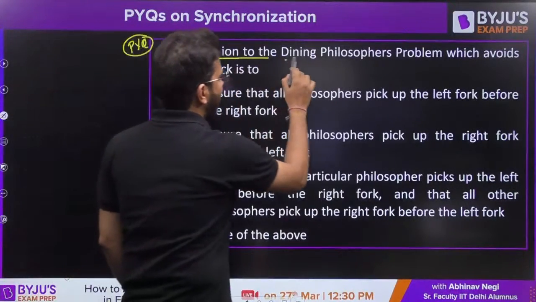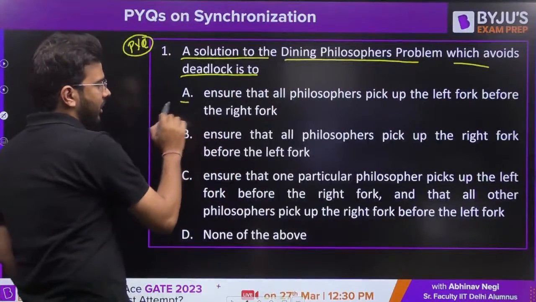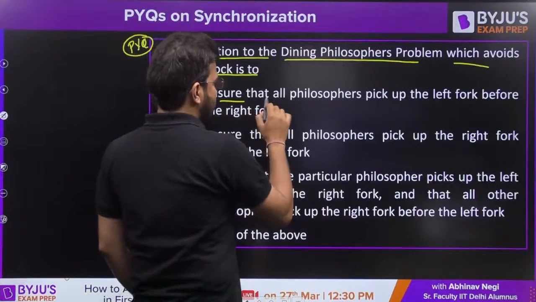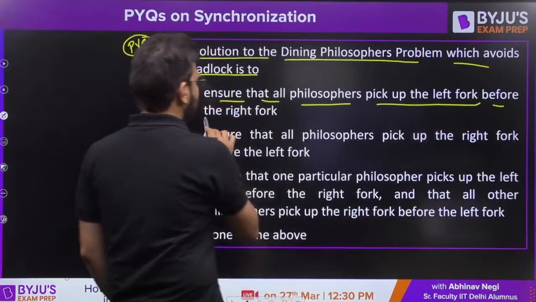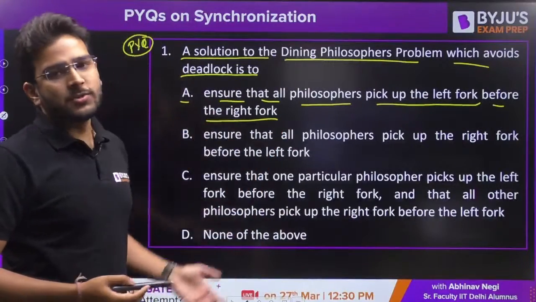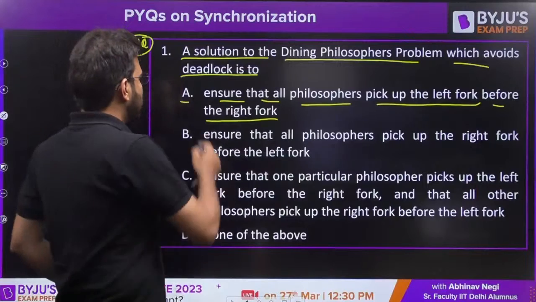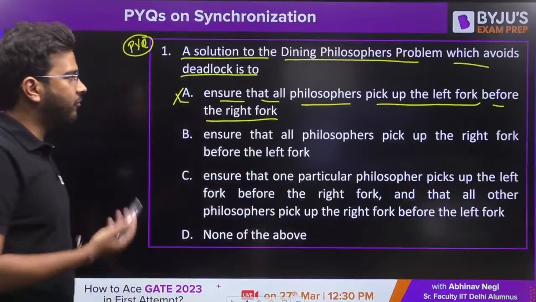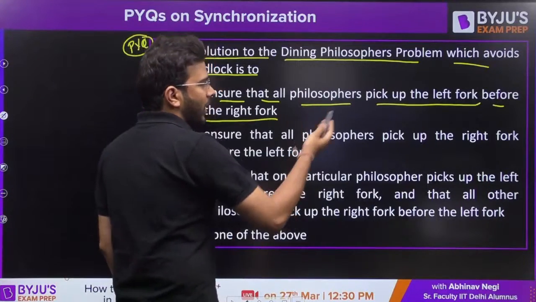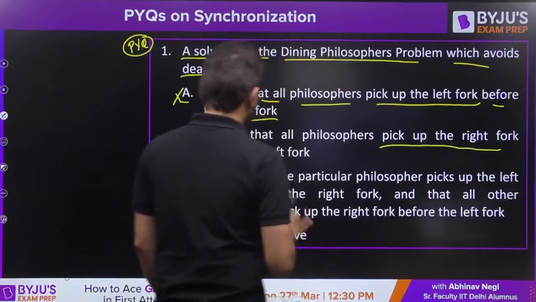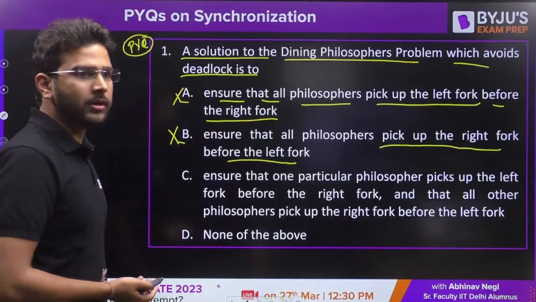A solution to the dining philosopher problem which avoids deadlock is, option A: ensure that all philosophers pick up the left fork before the right fork. But that is a case where we can have the deadlock, right? So obviously this is not going to avoid the possibility of deadlock. What about option B? Here it is saying the vice versa of it: first pick the right fork and then the left fork. Here also we can have the possibility of deadlock, right?